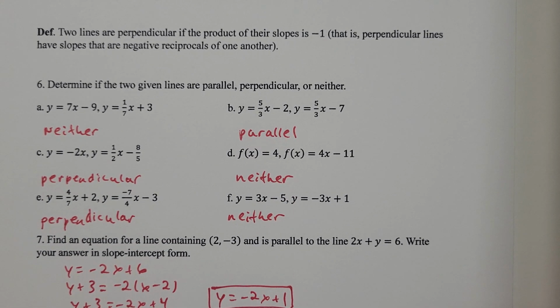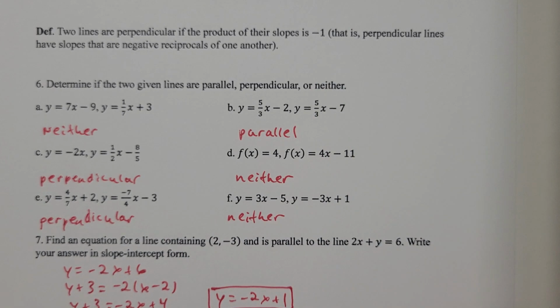In part E, I have y equals 4/7 x plus 2 and y equals -7/4 x minus 3. Okay, those would be perpendicular lines because the slopes are negative reciprocals of each other. If I take 4/7 times -7/4, I end up getting -1.